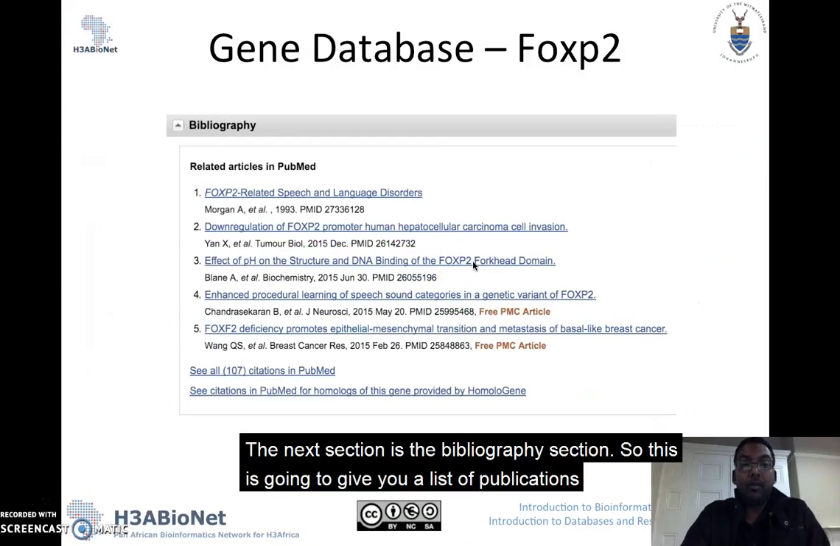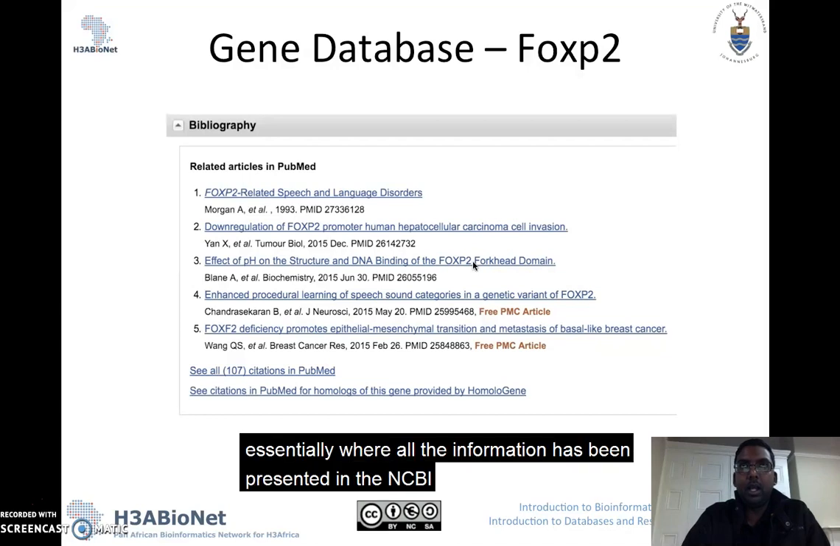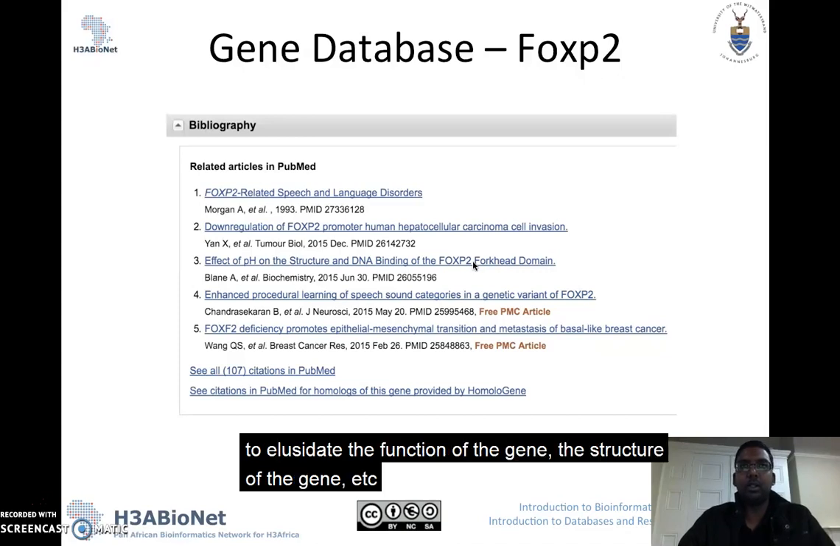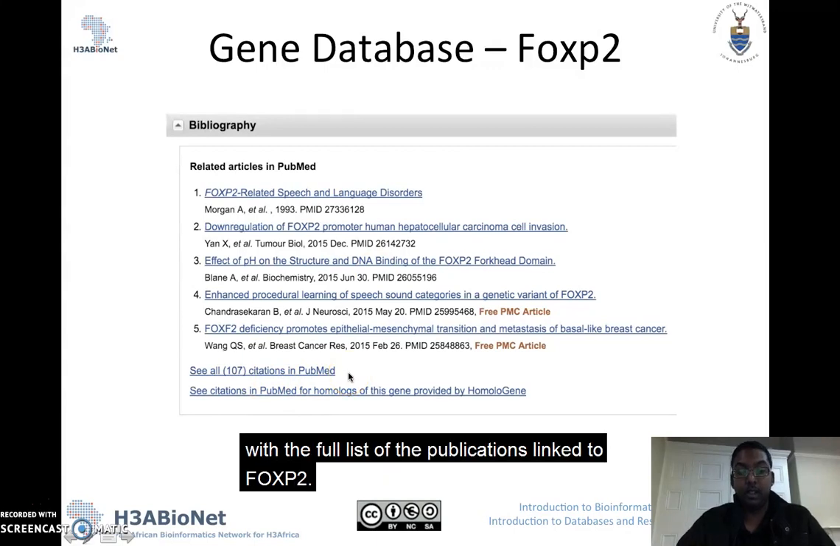The next section is the bibliography section. This is going to give you a list of publications and scientific journal articles, essentially where all the information presented in NCBI has been generated, so where they sourced that information from. These are all articles related to FOXP2 and articles that have been used to elucidate the function of the gene, the structure of the gene, etc. It'll give you a list of different scientific articles, and then it'll also allow you to link to PubMed with a full list of the publications linked to FOXP2.